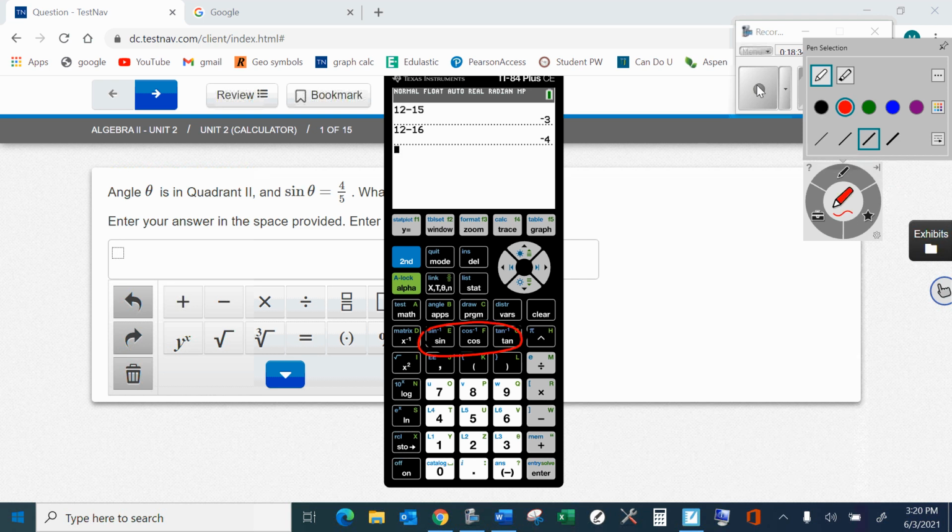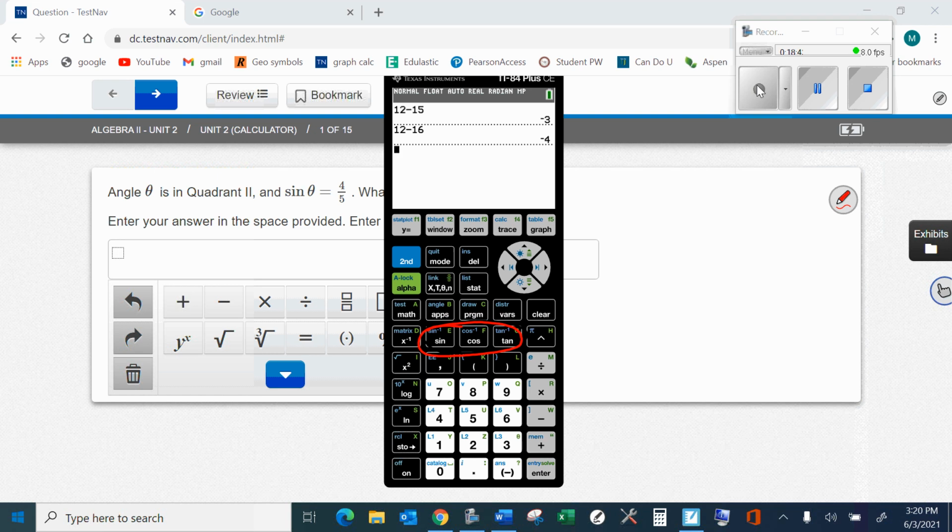Sine, cosine, and tangent right there for geometry when you get to the trig section. Sine, cosine, and tangent, you're using that to find the length of a side. You notice the one above it, it says sine to the -1. That means inverse sine or inverse cosine or inverse tangent. Those mean to find an angle measure.